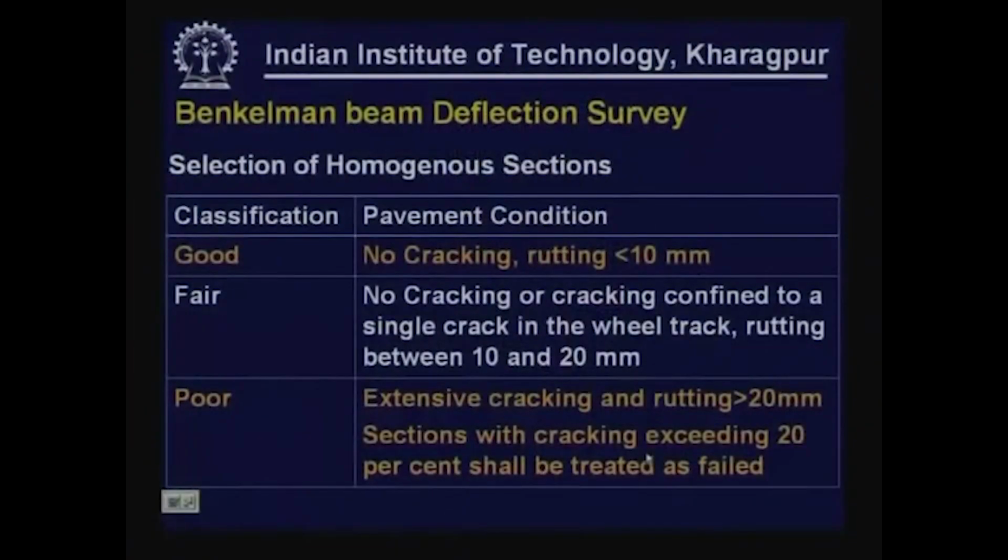For selecting homogeneous, uniform sections, the pavements will have to be classified in terms of good, fair and poor sections. Good is represented by no cracking and rutting less than 10 millimeter average. Fair is no cracking or cracking confined to only a single crack in the wheel track, with rutting in the range between 10 to 20 millimeters. It can also be classified as very poor if extensive cracking is observed and rutting is more than 20 millimeters. Sections with cracking exceeding 20% shall be treated as failed.